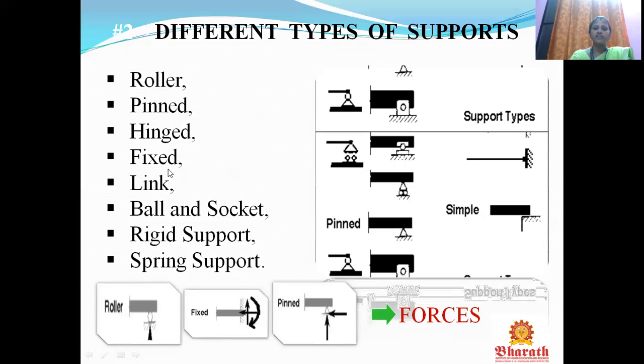Next, coming to the fixed support. Here in this diagram, you can see the fixed support. In a fixed support, it is restrained in horizontal and vertical movement and also rotation, so the number of reactions formed is 3. These are the different types of supports. Mainly for design purposes, we will be taking roller support, pinned support and hinged support.